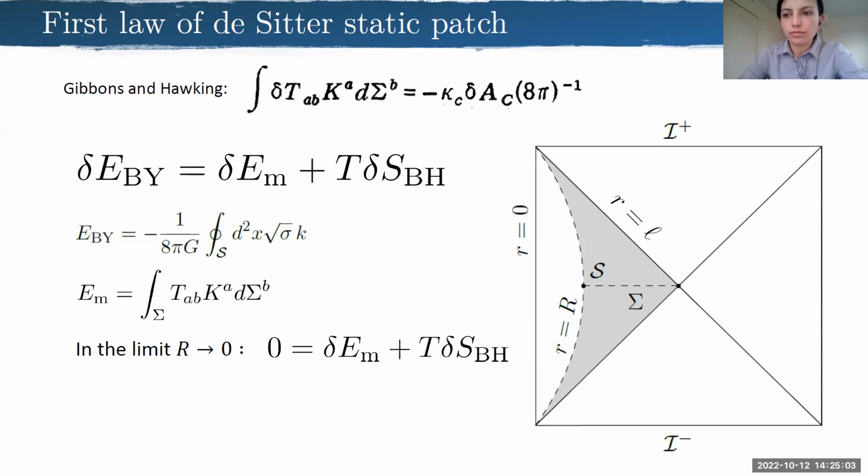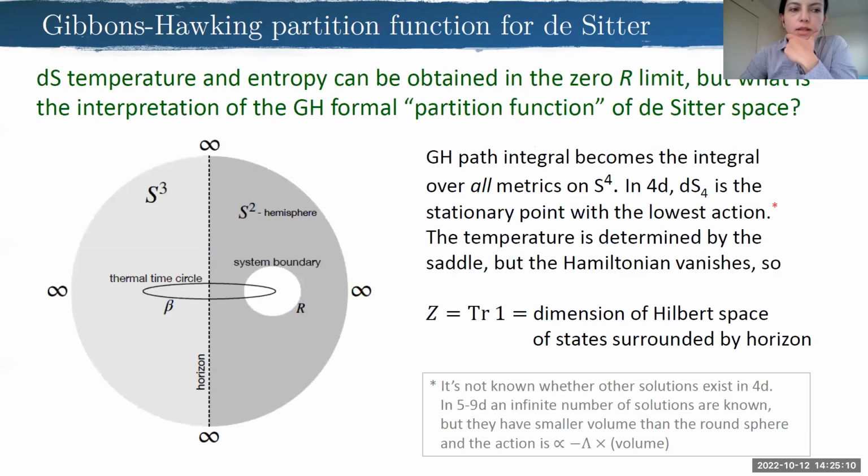Okay, thanks. Sure. So we can obtain the de Sitter temperature and entropy in the zero R limit, but the question remains as to what is the interpretation of the partition function that Gibbons and Hawking used for the de Sitter space.